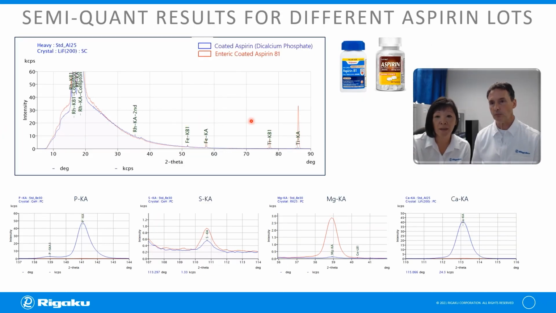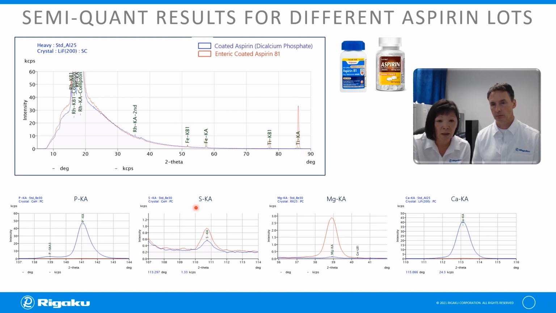So here, what I showed was the differences between the aspirin 81, which is a low dose, and a coated aspirin dicalcium phosphate. If you overlay the heavy scan, which is what we're showing here in this top spectrum from titanium all the way up, you can see that the aspirin 81 is coated with titanium dioxide, which is colored in red.